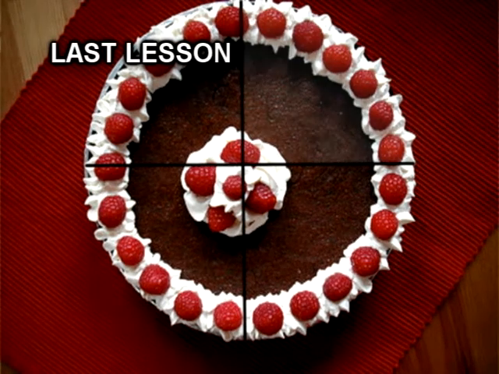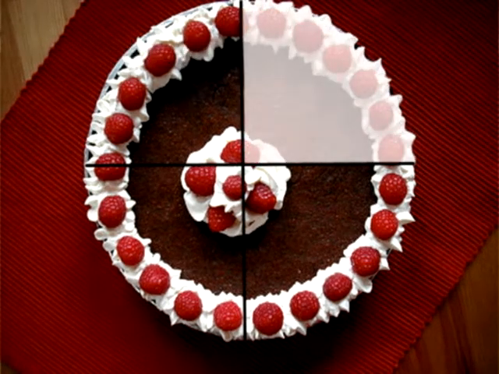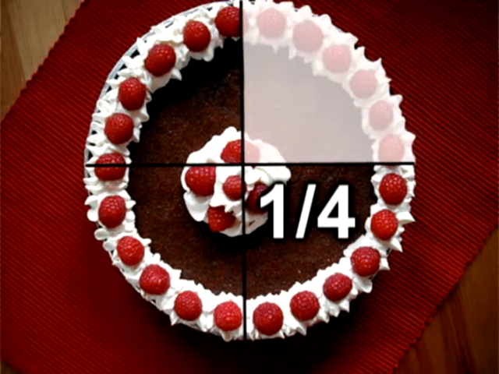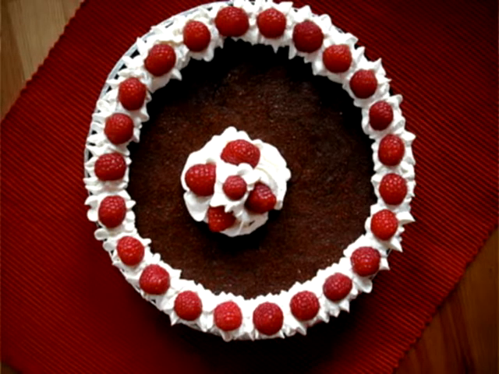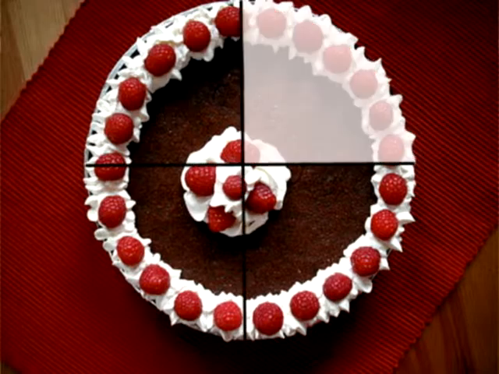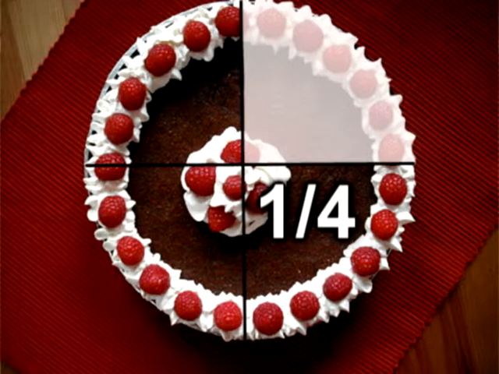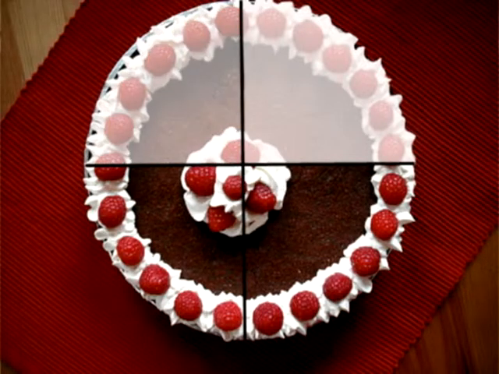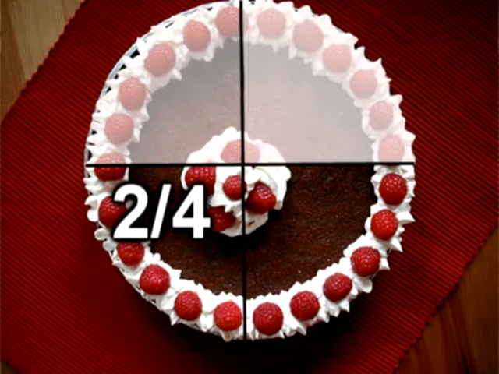If I eat one of these pieces, then I've eaten 1/4 of the cake. So think about it before we had 5/11. So you had 5 out of 11. So that'd mean I cut the cake into 11 pieces and I ate 5 of them. But if I eat one piece out of the 4, then 1/4 of the cake is gone and 3/4 of the cake is left. Now if I eat 2 out of the 4 pieces, I've eaten 2/4 of the cake.